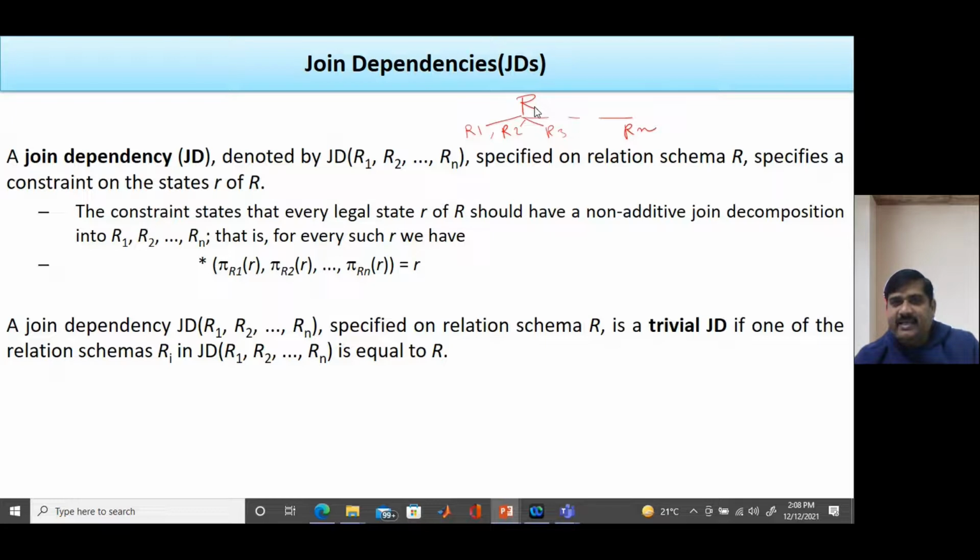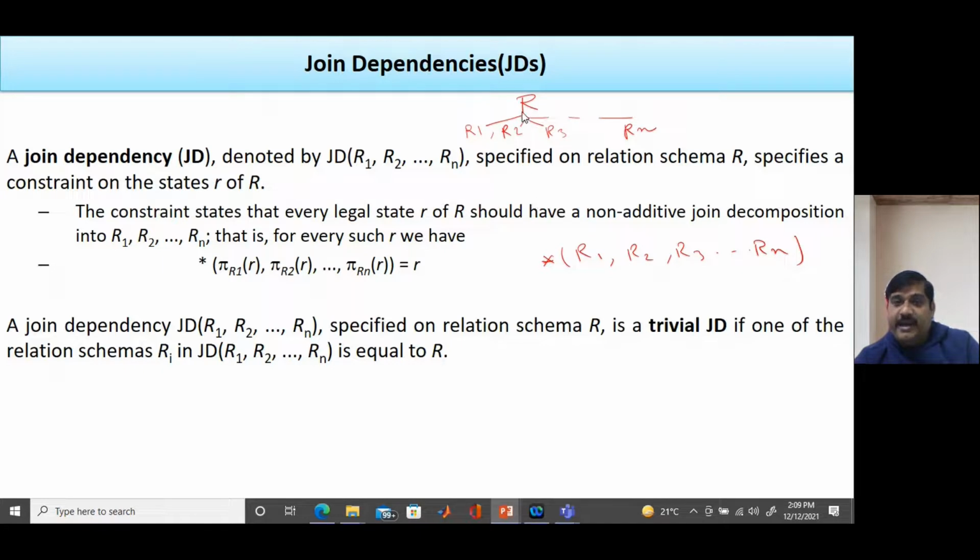Then we will say that there exists a join dependency, asterisk R1, R2, R3, Rn. And this decomposition should be lossless decomposition, or non-additive join decomposition. So first we project R into various subschemas, and then we join all the subschemas, and if we get the original schema, then we will say that there exists a join dependency.